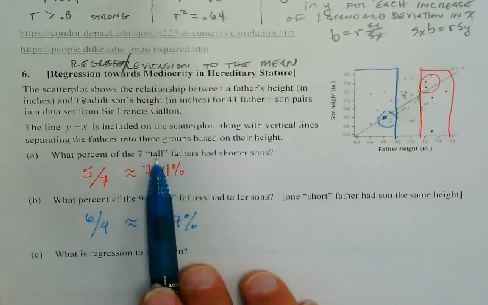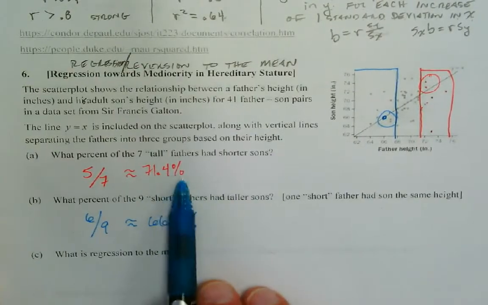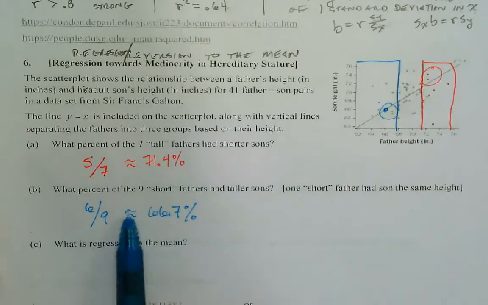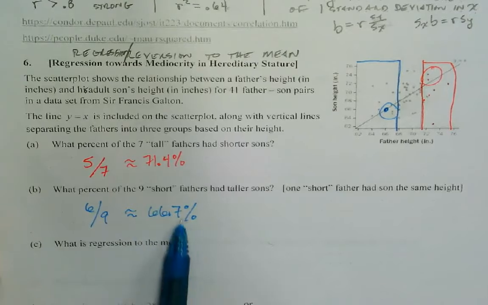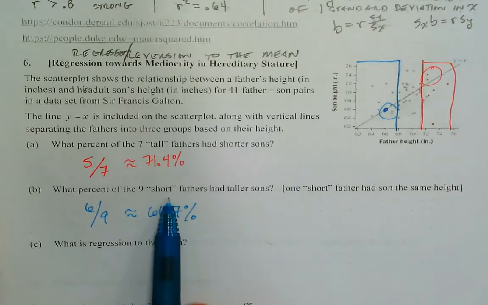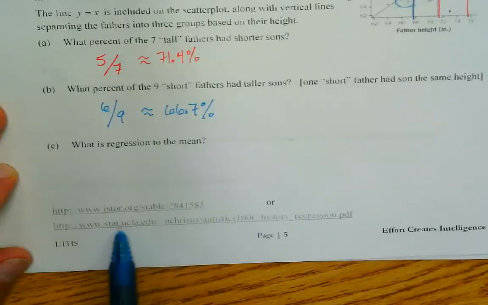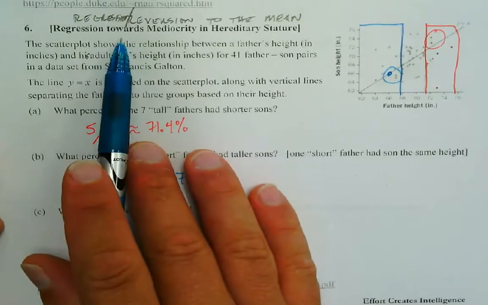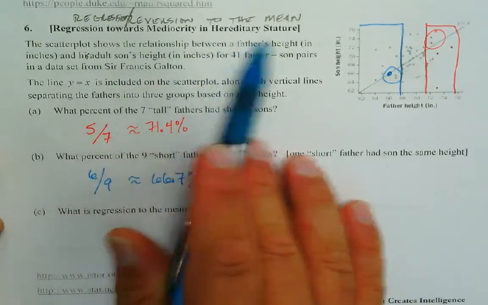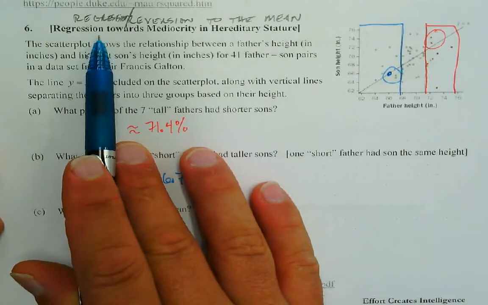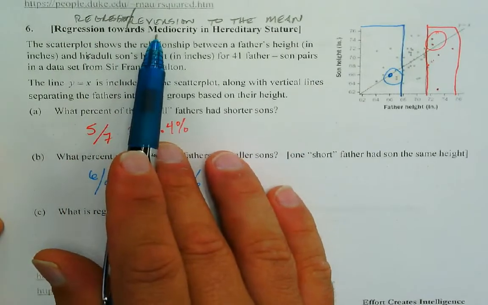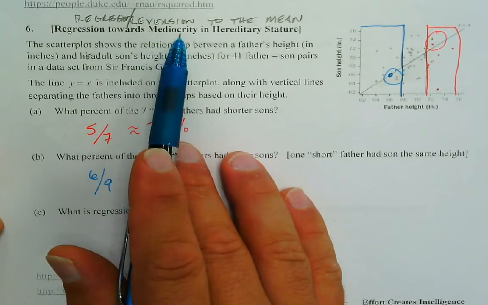Of these tall fathers, about 70% had sons that were a little shorter than them. And of these short fathers, almost 70%, 2/3 of them, had sons that ended up being taller. This paper by Sir Francis Galton describes this reversion, this regression towards mediocrity in hereditary stature, which is really saying that whatever the mean height is, people, plants, biology tend to go towards whatever that mean is.